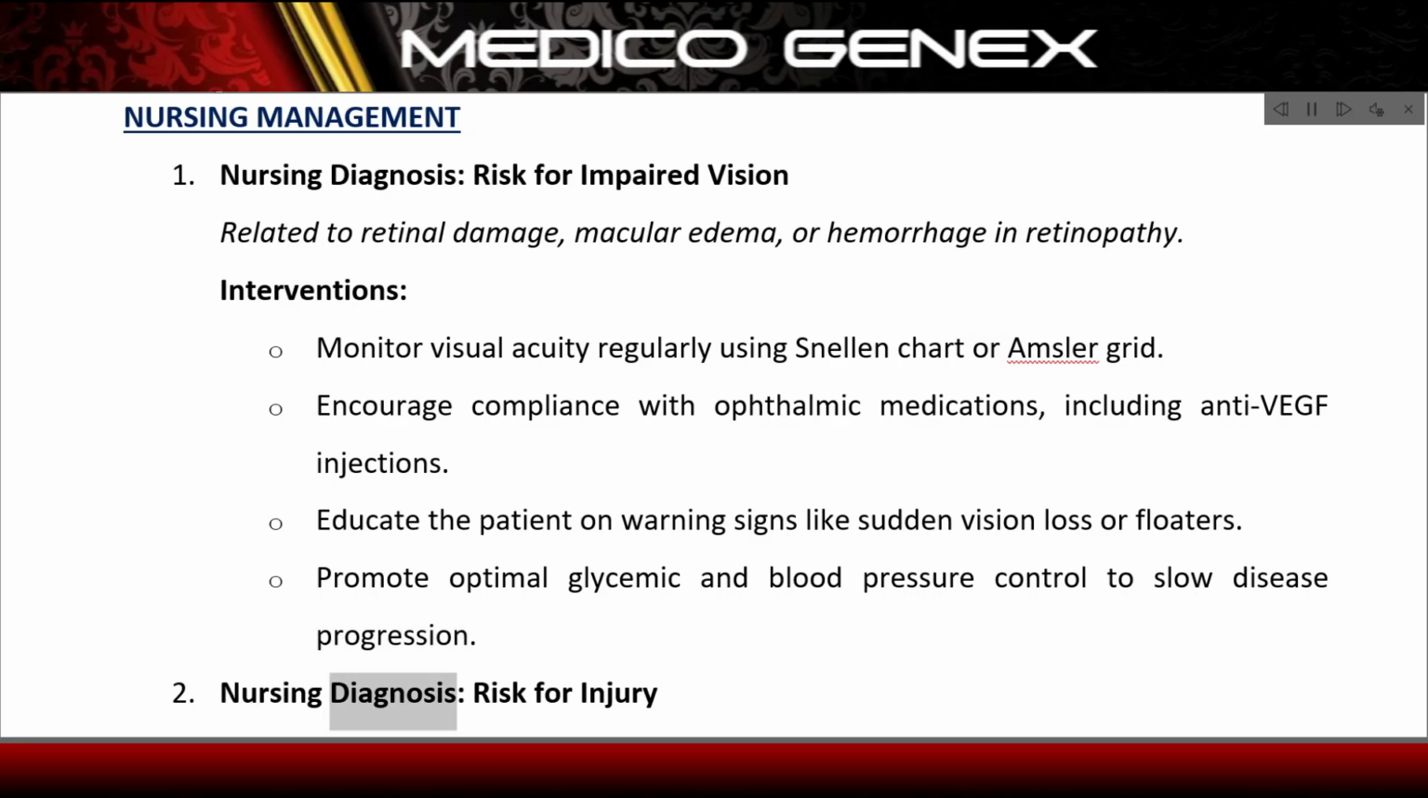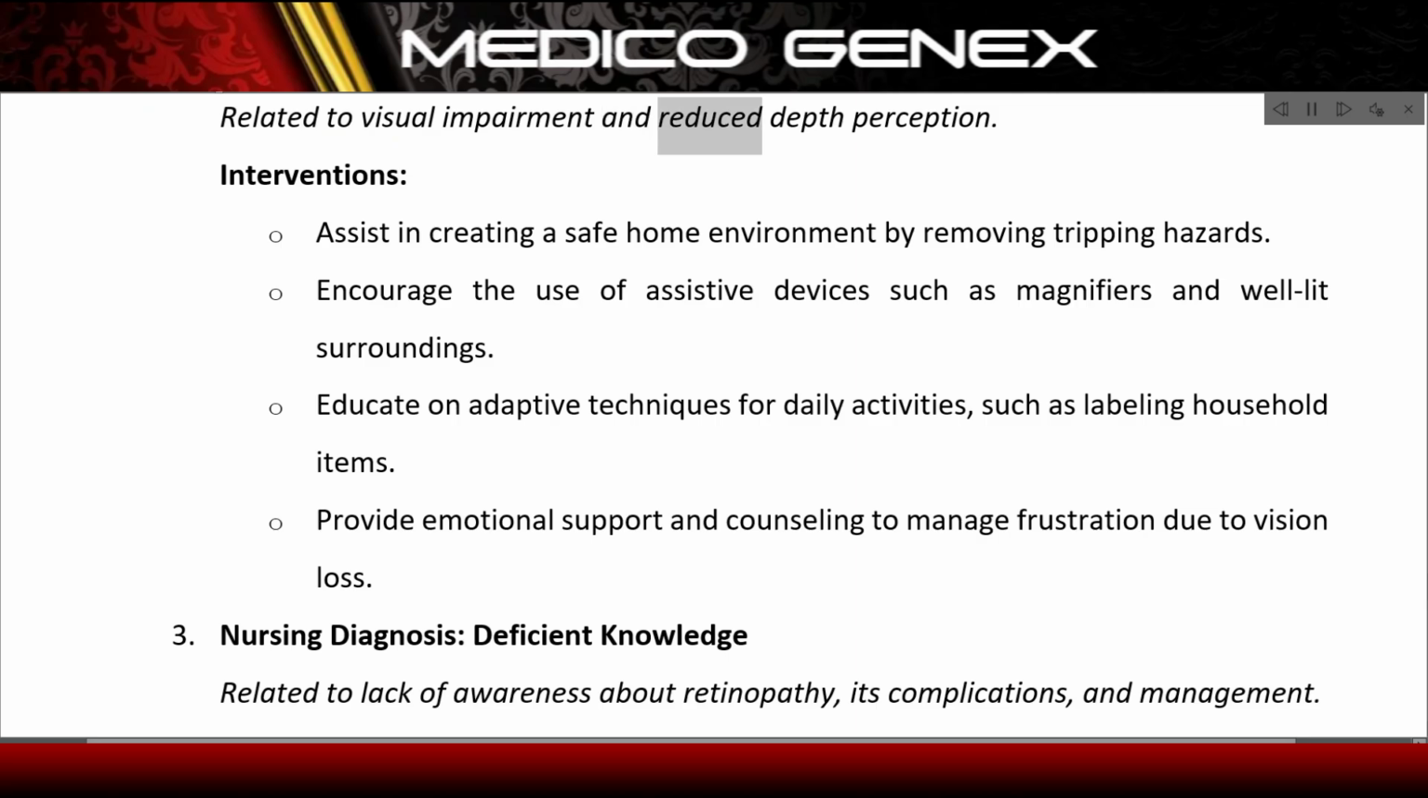Nursing diagnosis, risk for injury. Related to visual impairment and reduced depth perception. Interventions. Assist in creating a safe home environment by removing tripping hazards. Encourage the use of assistive devices such as magnifiers and well-lit surroundings.